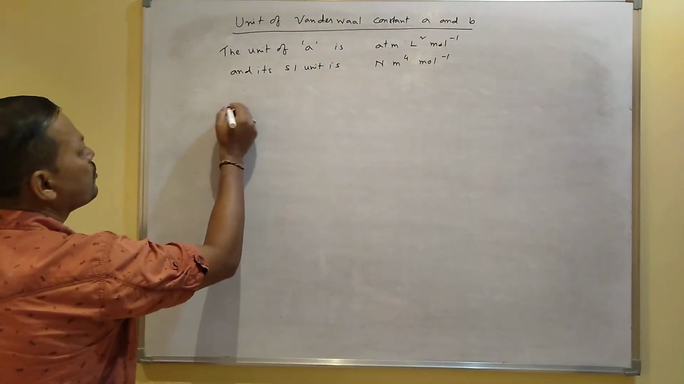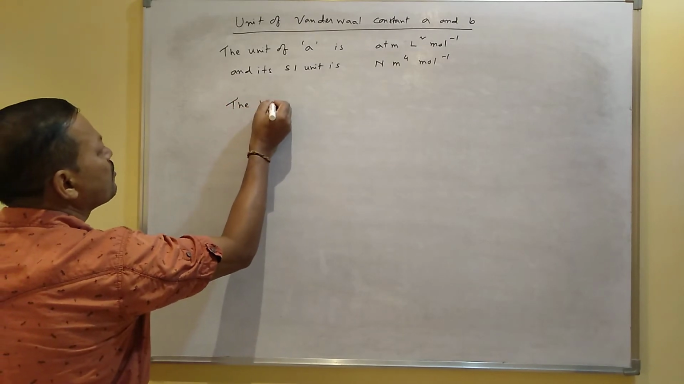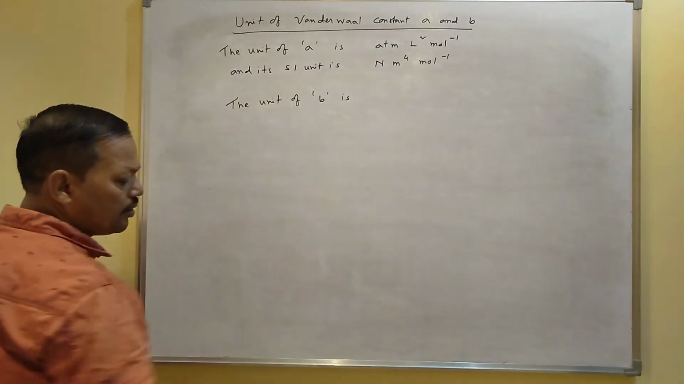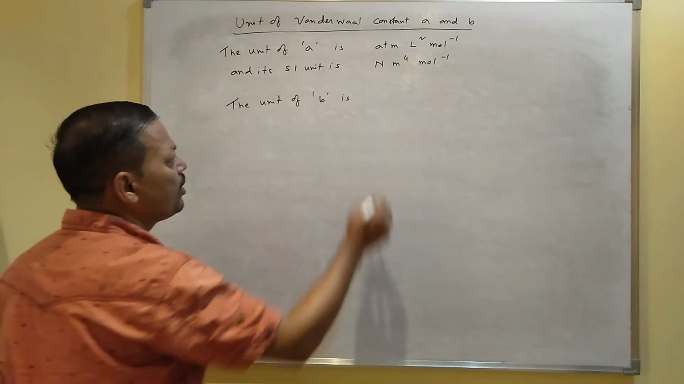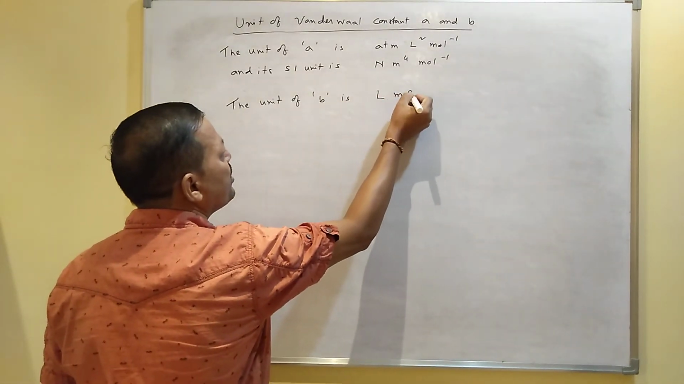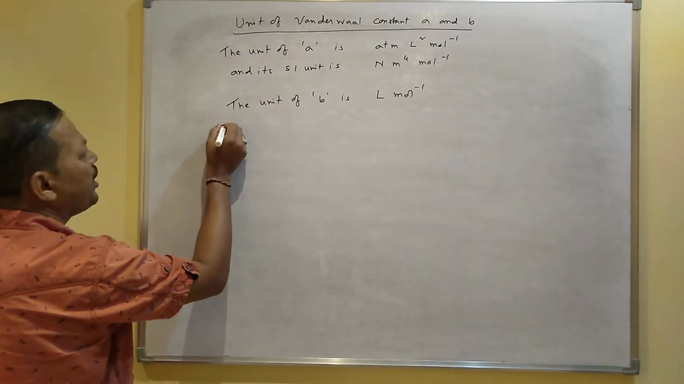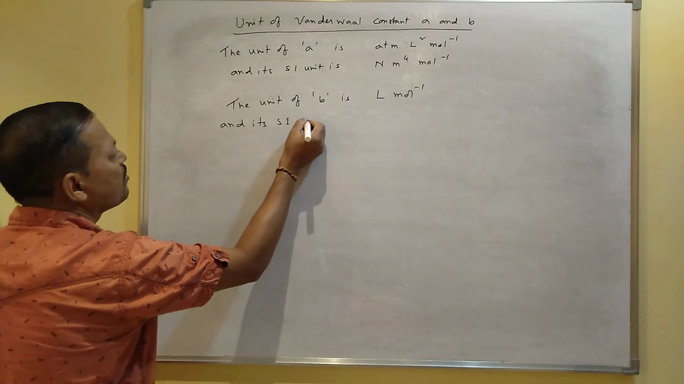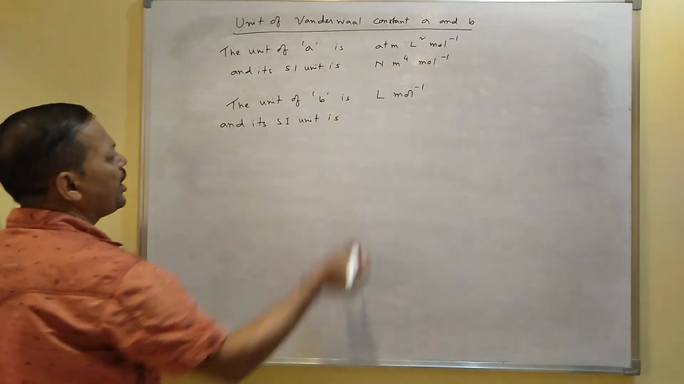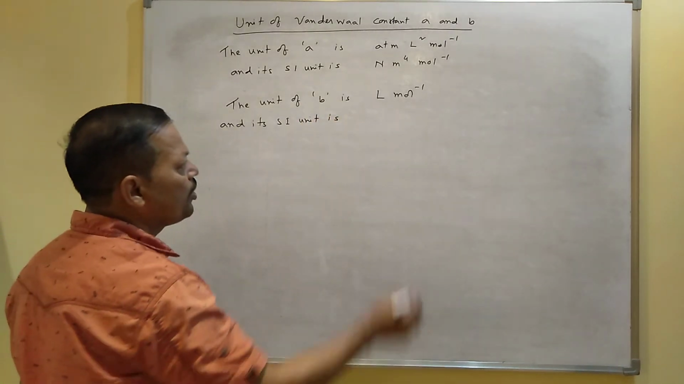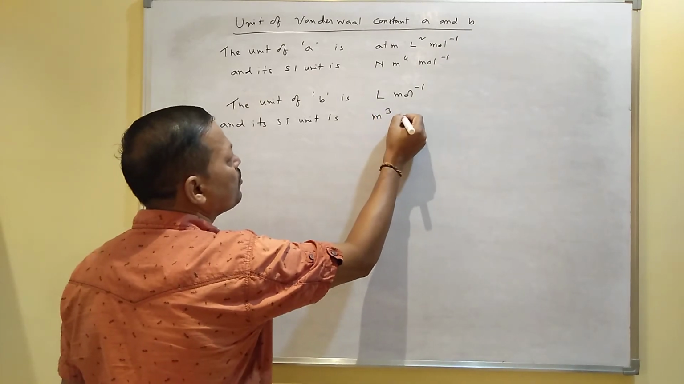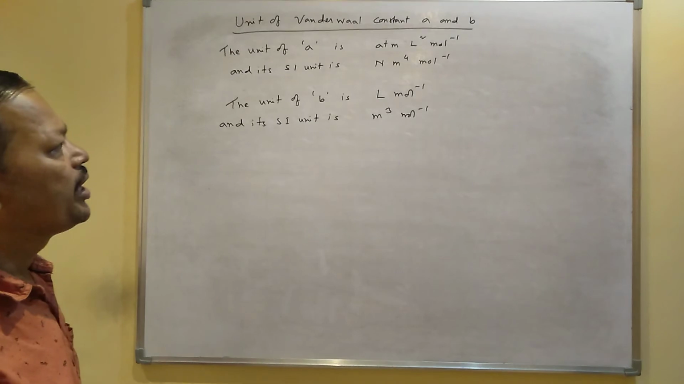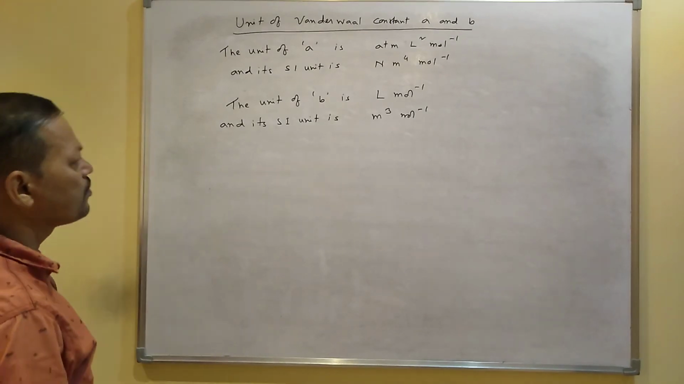Secondly, the unit of B. The unit of B is liter per mole in CGS, and its SI unit is meter cubed per mole. These two are the units of the van der Waals constants A and B.